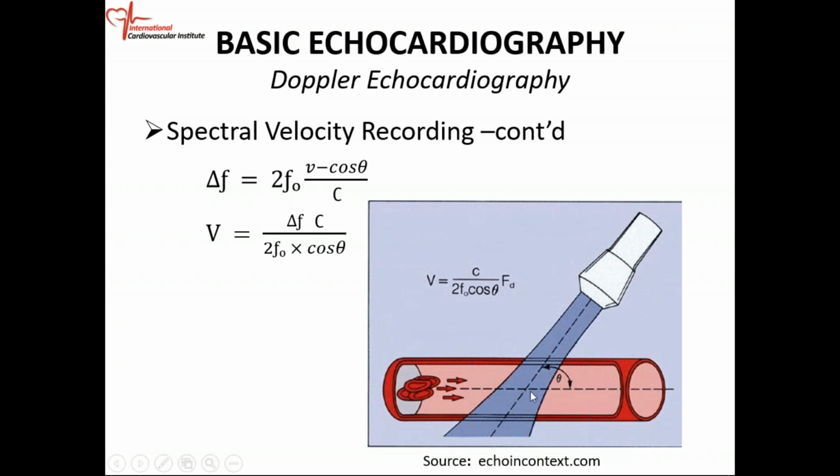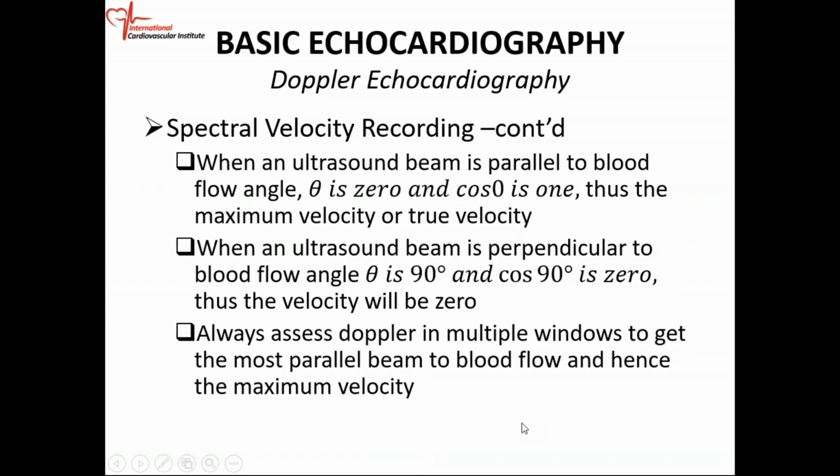If this angle is 90 degrees, you'll have no Doppler shift. You're not going to see anything. So when an ultrasound beam is parallel to blood flow, the angle theta is 0 and the cosine of 0 is 1. Thus you get maximum velocity or the true velocity.